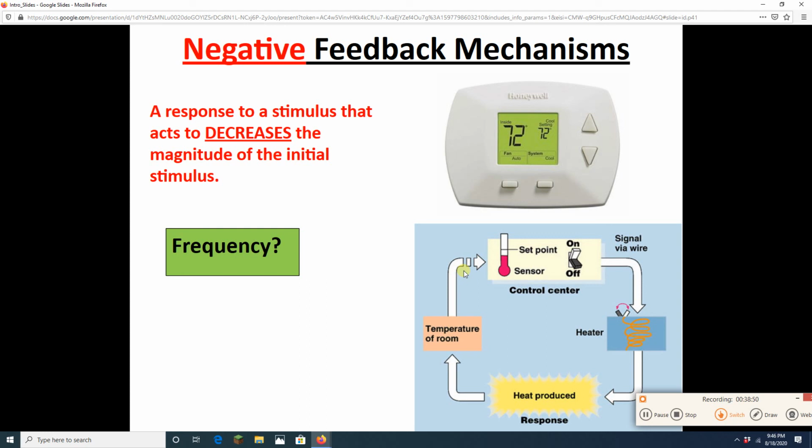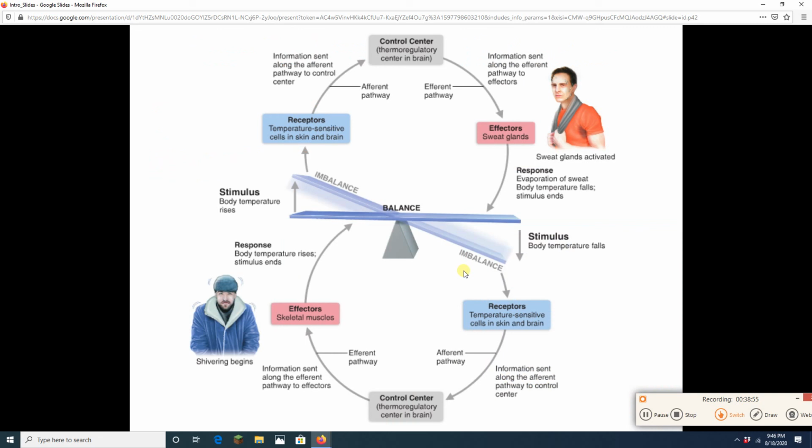Or at least get like a point or something. Anyway, let's look at some examples. Okay, let's talk about body temperature. Let's start on the bottom down here.